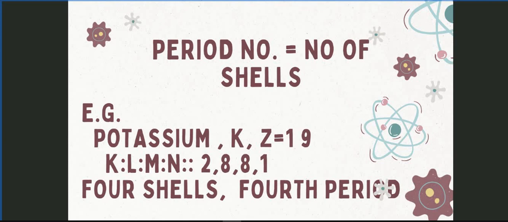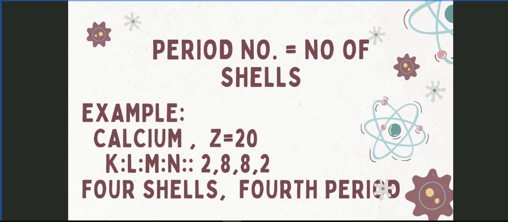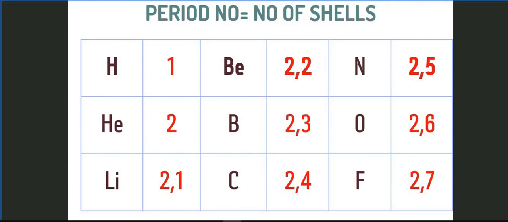Can you think of calcium? Calcium also belongs to 4th period because electronic configuration is 2, 8, 8, 2. 4 shells are there, so 4th period. Right? So period number is equal to number of shells. Now, for any element, like boron. Boron is atomic number 5, so 2, 3. So 2 shells, period number 2.